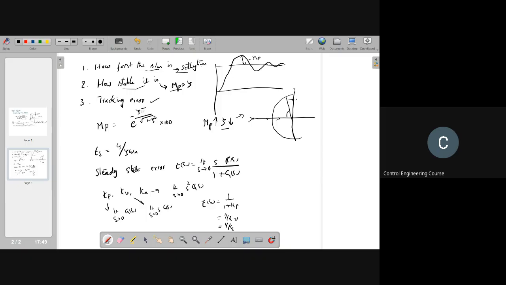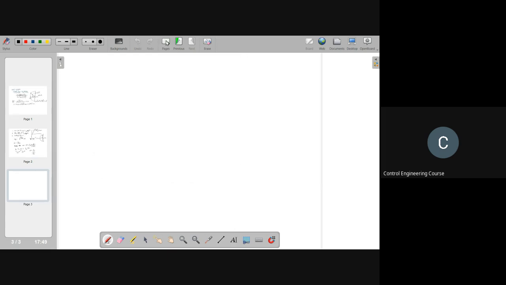So these are all useful for us to design a system now. The next thing is the root locus, which we learned in the previous class. So root locus tells the location of the poles, the closed loop poles.